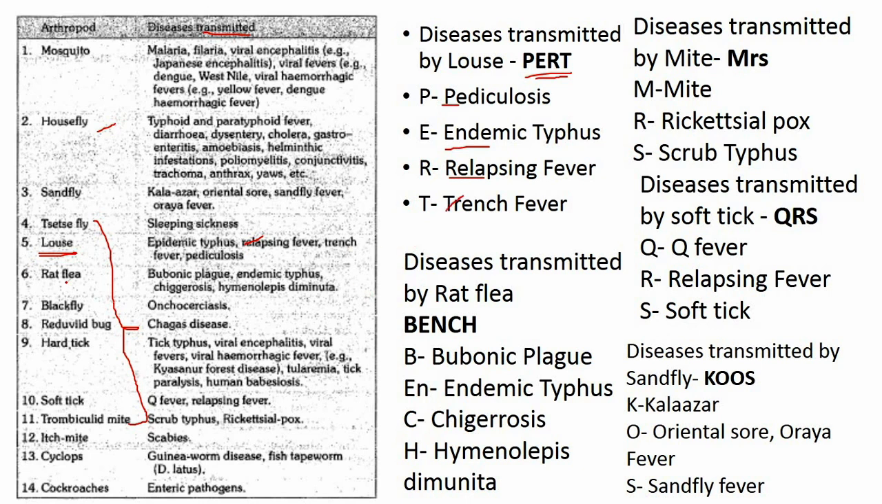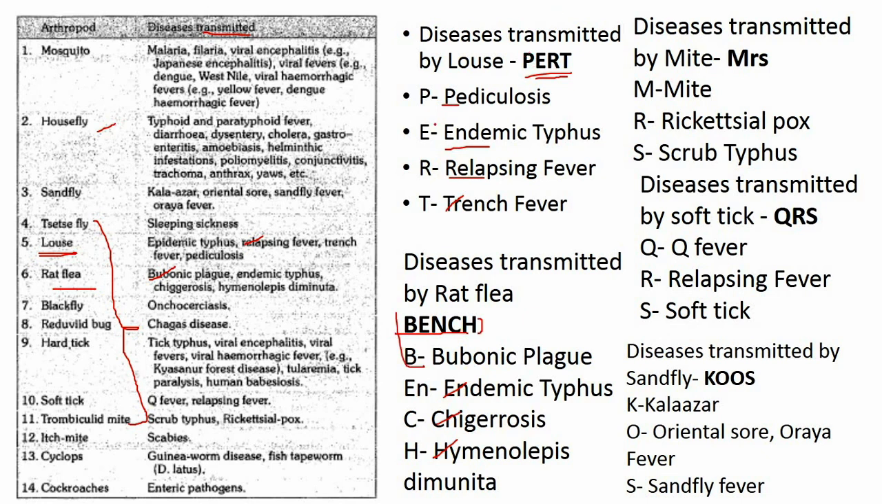Diseases transmitted by rat flea are given by the mnemonic BENCH. B stands for bubonic plague, E for endemic typhus, N for, C stands for chiggerosis, Hymenolepis diminuta, H for H. So rat fleas can be remembered with the mnemonic BENCH. The louse can be remembered with PERT.